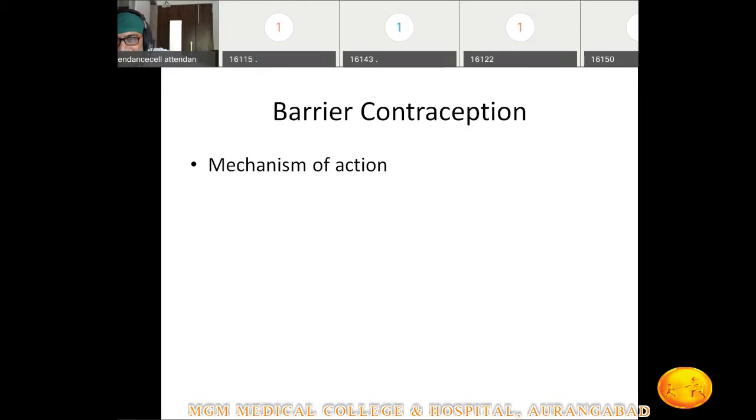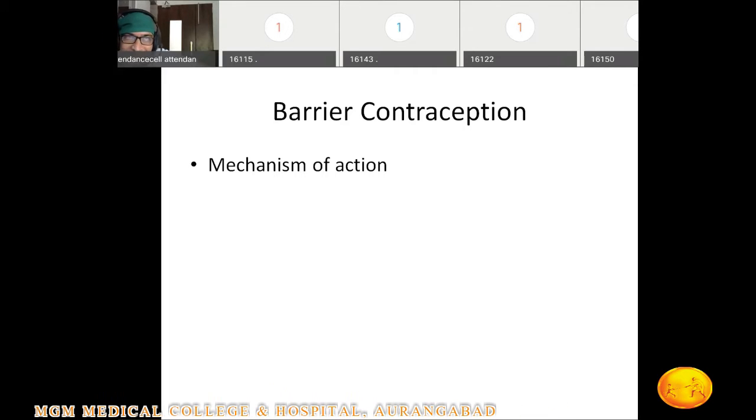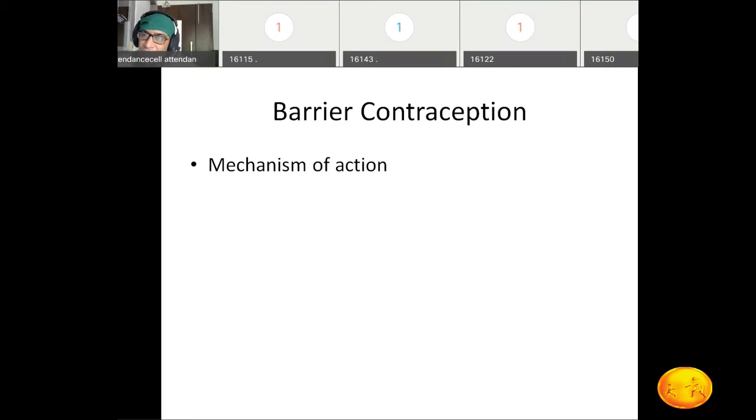Barrier between what? What is the barrier? Barrier between sperm and ova. Okay. Still better, in fact, a barrier between the two genitals. Barrier between the two genitals. So that barrier prevents deposition of sperm inside the vagina. So that prevents the deposition of sperm.